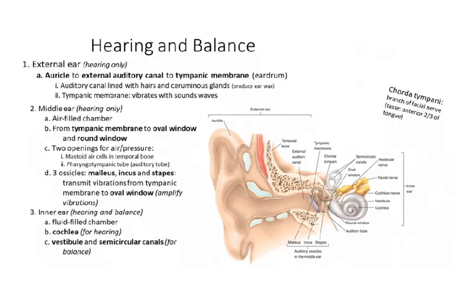In this video, we're going to look at hearing. And so for hearing, we need to look at the ear. The ear can be divided into three distinct regions called the external ear, the middle ear, and then the inner ear. And each of these parts of the ear is either associated with hearing or balance or both.